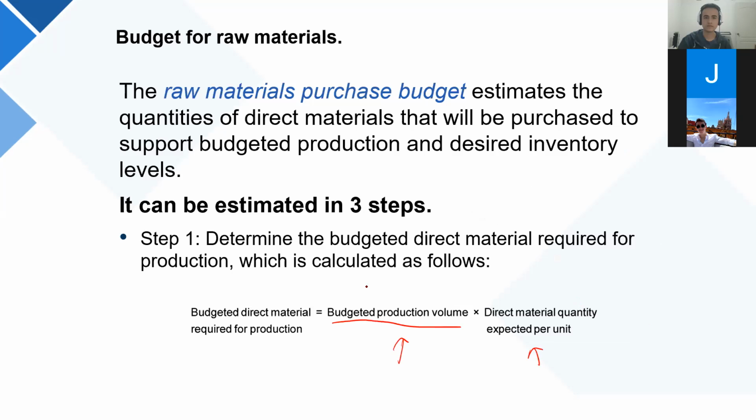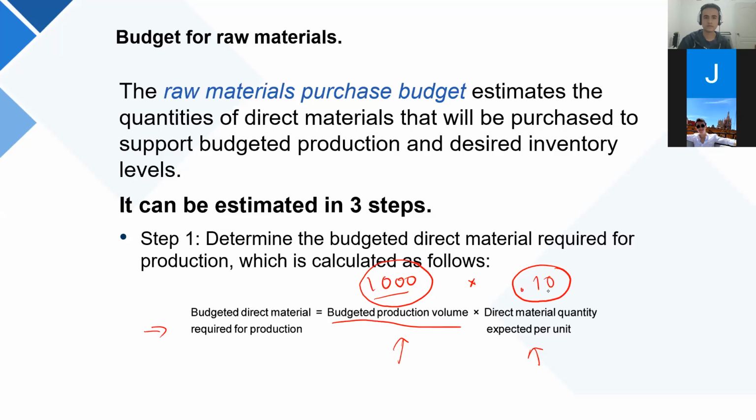That is, if you need to produce 10,000 units, you need to multiply it by how much of material X you need for that unit. For example, if I am going to produce 10,000 pens, and for each pen I need, let's say, 10 milligrams of ink, I will multiply 10,000 times 0.10 milligrams, and the result of that will be the budgeted direct materials for production. Real simple, it's just the amount of units you're going to produce times the consumption per each unit of production. All right? It's not that difficult.